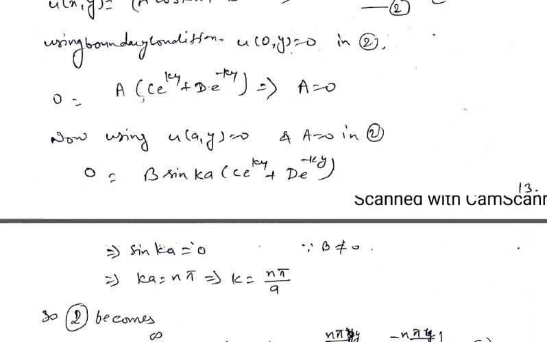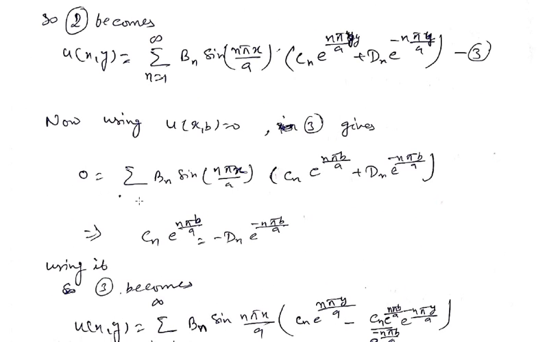After applying this condition, equation 3 becomes 0 equals to summation bn sin(n pi x by a) into (cn exponential n pi b by a, here we put the value of y, which is b, plus dn exponential minus n pi b by a). From here we get a relation between cn and dn: cn exponential n pi b by a is equals to minus dn exponential minus n pi b by a. Or from here we can get the value of dn, which is equals to minus cn exponential n pi b by a upon exponential minus n pi b by a.